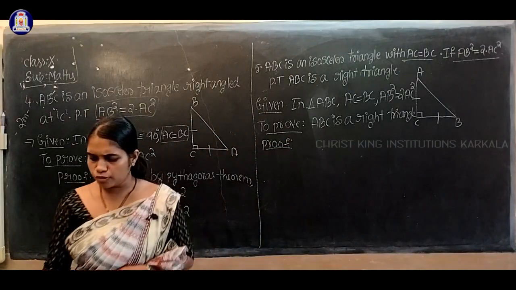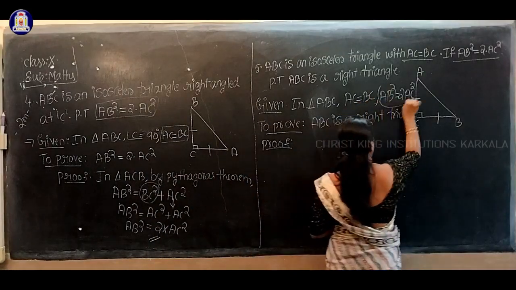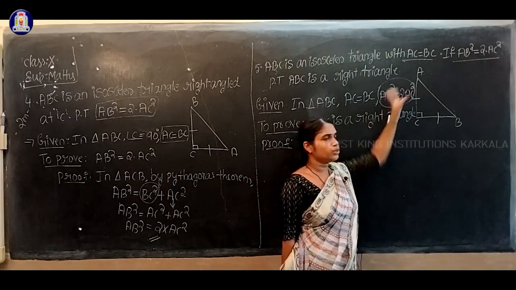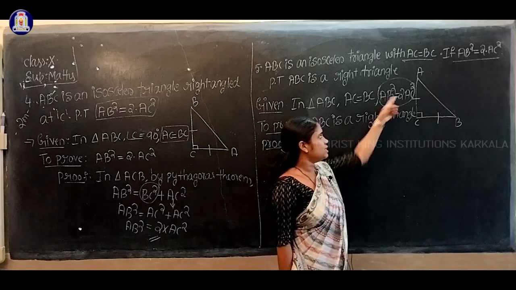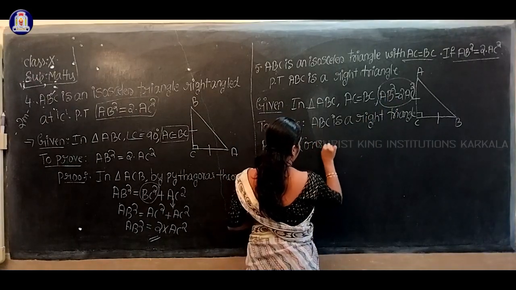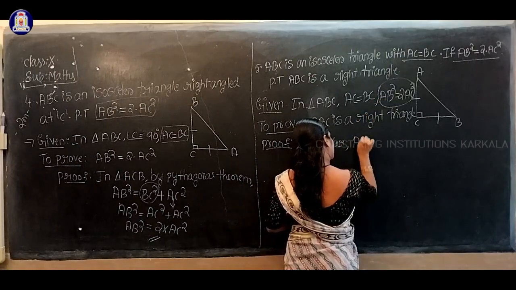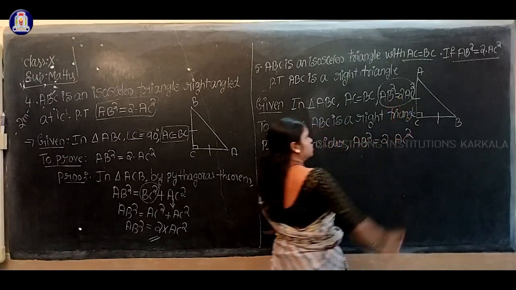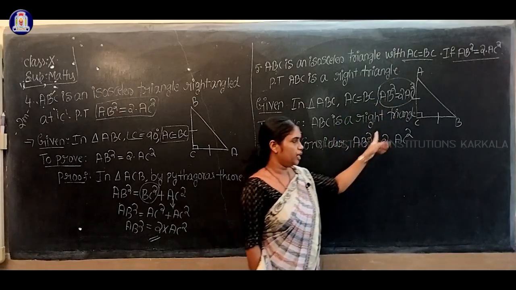So in the proof part, I'll take this result. One piece of information is given in the question. What is that? AB square is equal to 2 into AC square. This is already given here, so I will consider this relation: AB square equal to 2 into AC square.